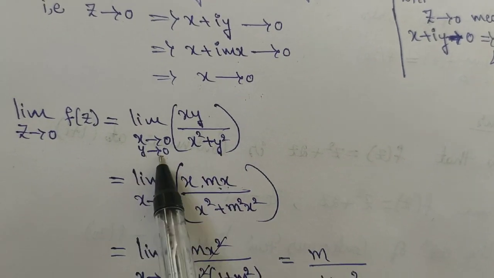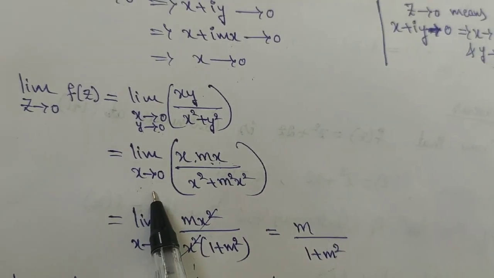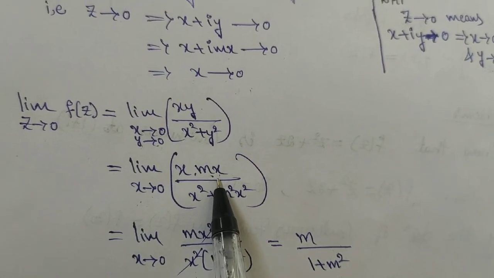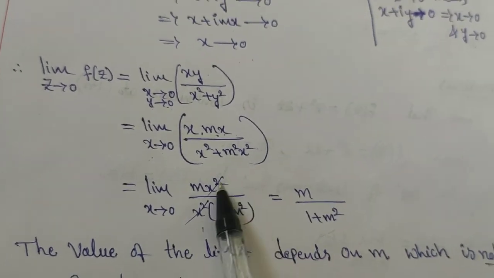That's why I wrote y tending to 0. But in the next step, I removed y tending to 0. Why? Because I substituted y is equal to mx. So substitute the y value mx here. That is the second step. Next, simplify it.